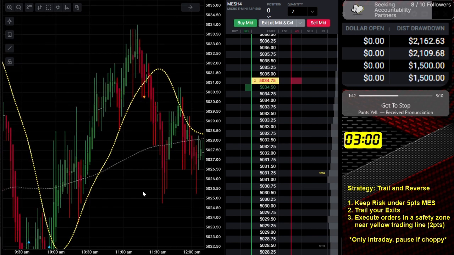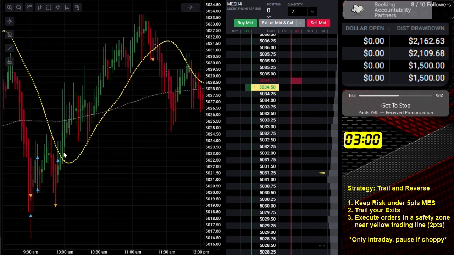You don't want to be calling tops and bottoms. It's better to trade from middle out and not like I did down here. I called it too early and then I stopped myself out. So I called it here and was able to ride.